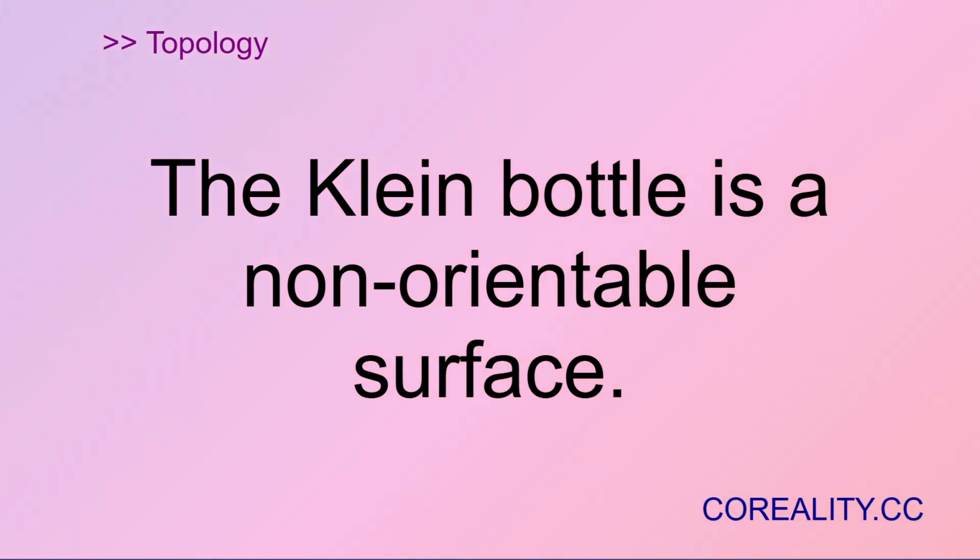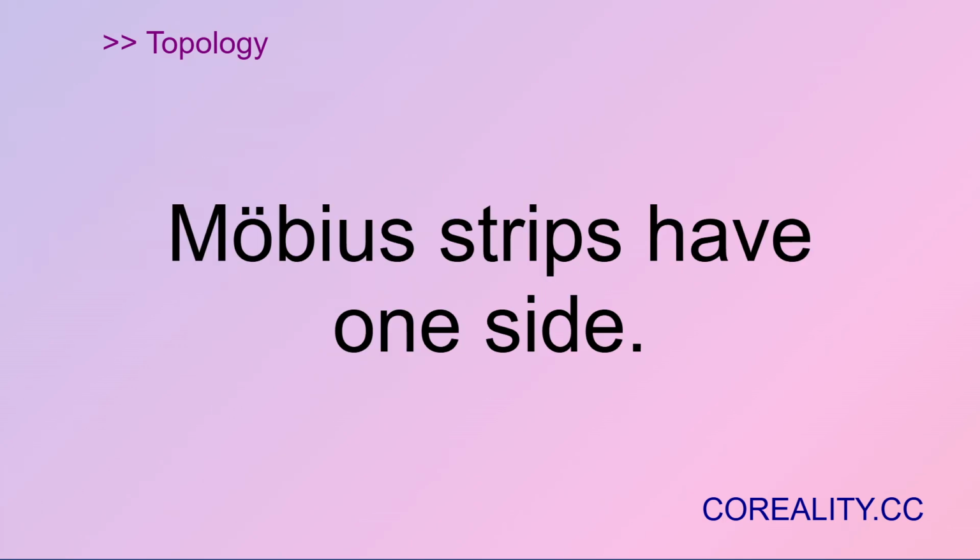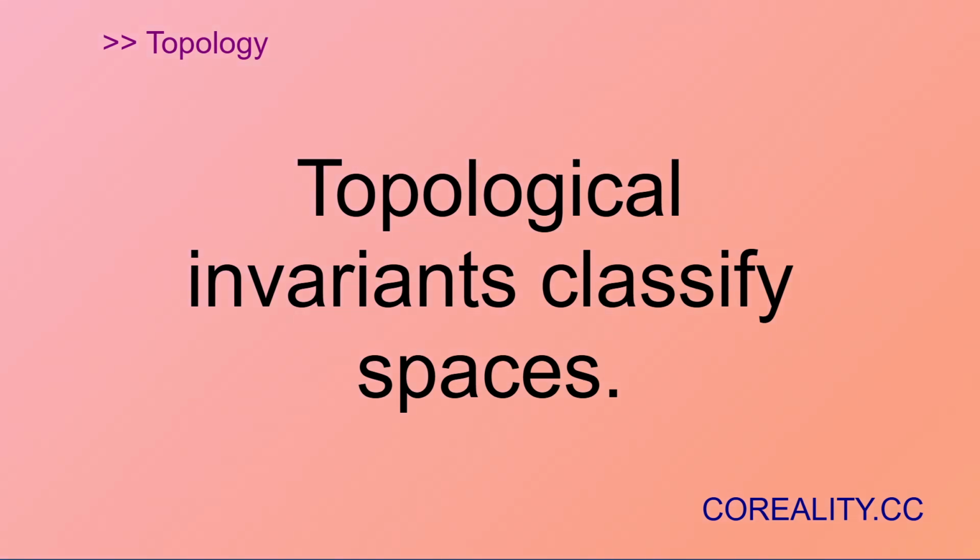The Klein bottle is a non-orientable surface. Mobius strips have one side. Topological invariants classify spaces.